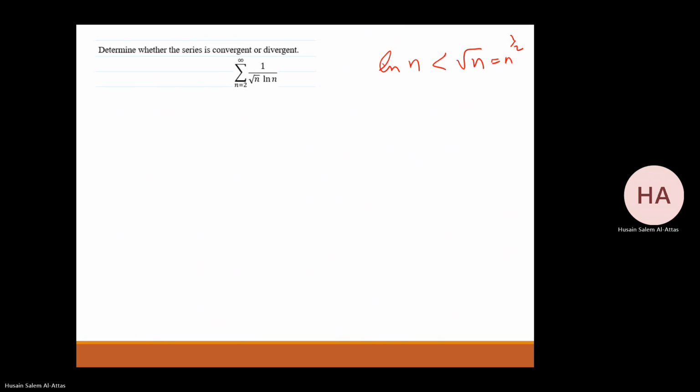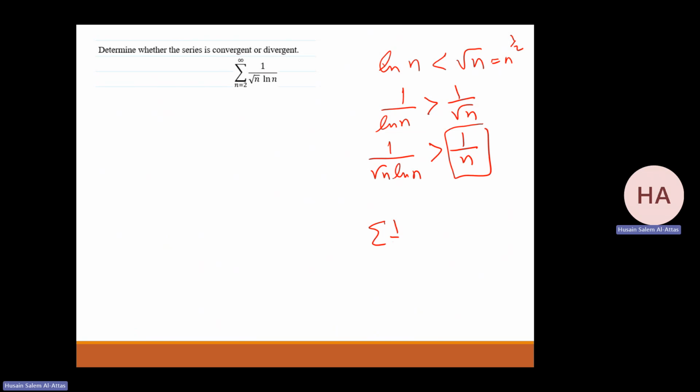If you graph both, you will notice it. So that means 1 over ln n will be greater than 1 over square root of n. Now multiply by square root of n in the denominator, that will be 1 over n. That's it. I know this series diverges, the harmonic series.